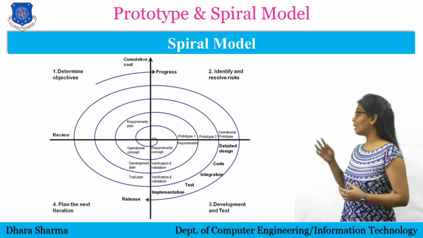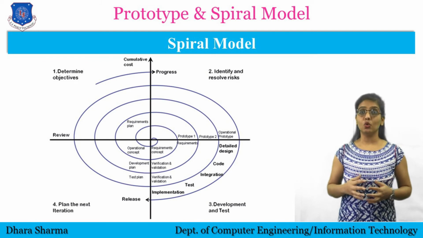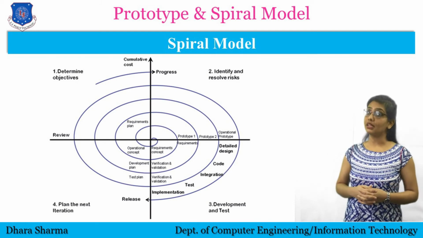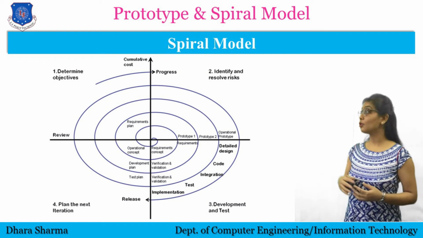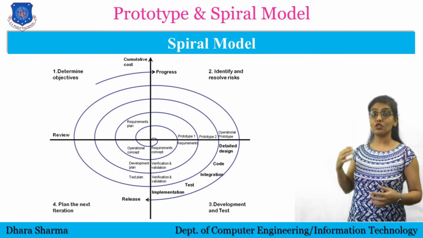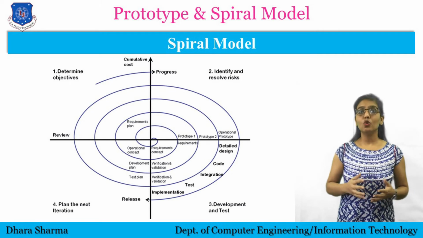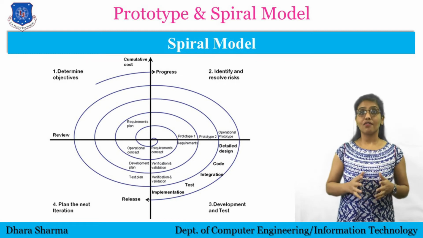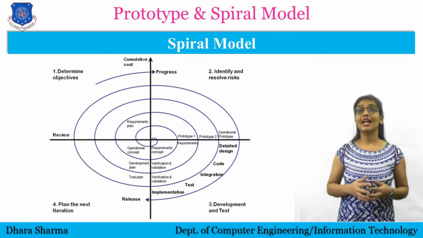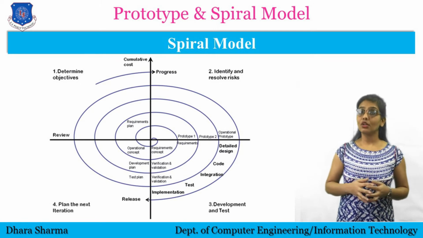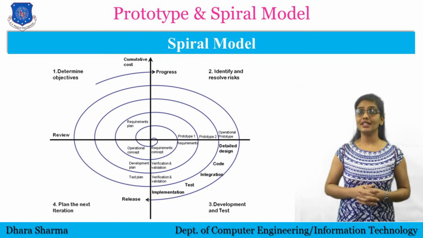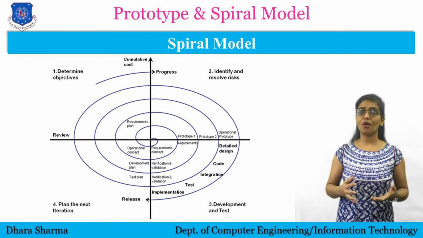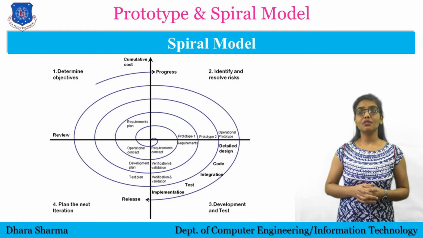Here you can see in the diagram a spiral with several loops. After each loop, a prototype is built. You can see here after each iteration, prototype 1, prototype 2, prototype 3 and so on mentioned here. The loop is split in 4 quadrants. Different activities are performed in all 4 quadrants. First quadrant is determine objectives. So firstly, all the requirements are gathered and analyzed here, whether it is a functional requirement or a non-functional one. Functional requirements means the features or functionalities, and non-functional requirements means its performance, quality, etc. All these objectives are analyzed.